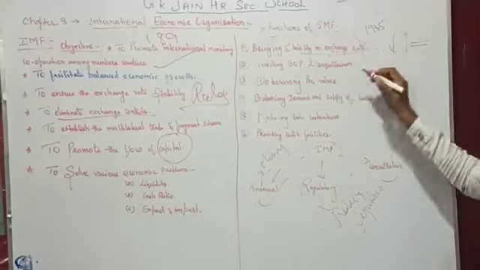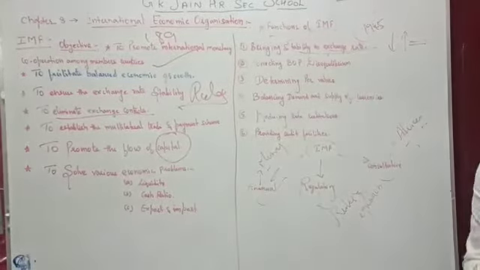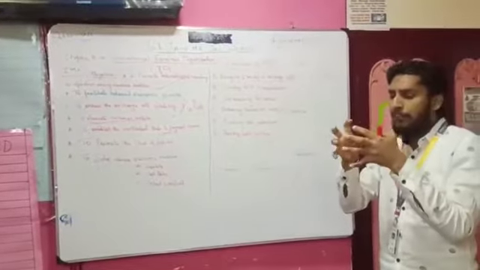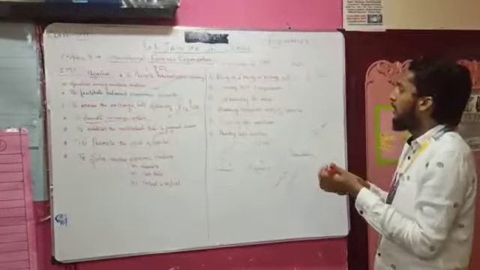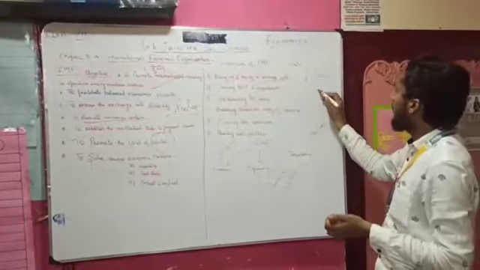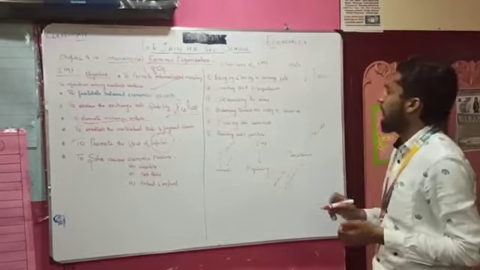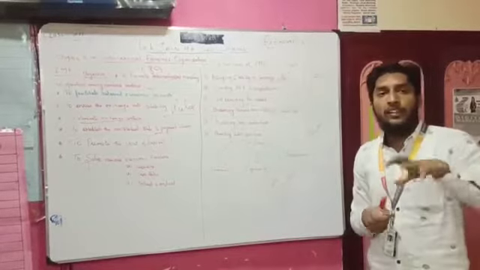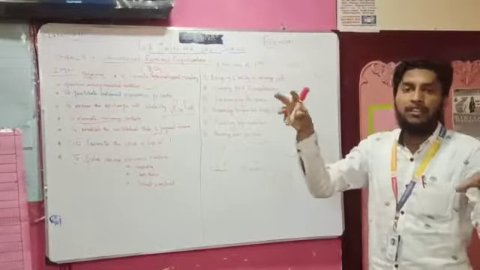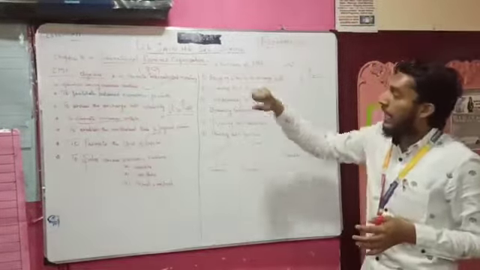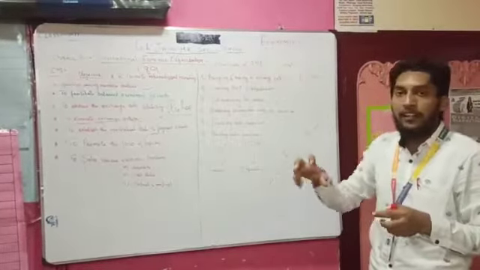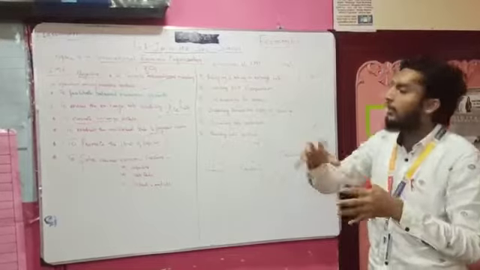Second point, correcting BOP disequilibrium. See, equilibrium is a place where you get the maximum satisfaction. But what happened was one country was achieving happiness, while one country was not happy with the habit of trade. Now, this IMF came and they solved the disequilibrium problem. Not only the one country, both the countries should be happy in the trading activity.